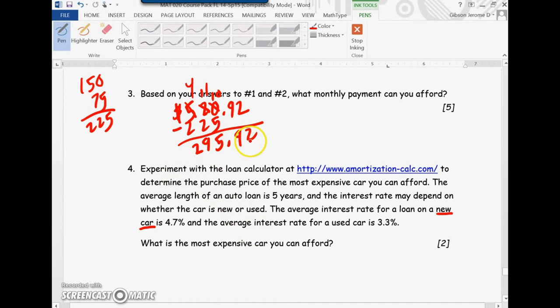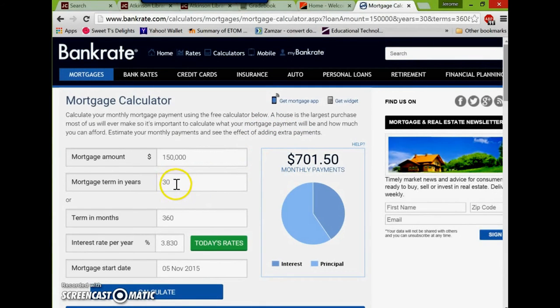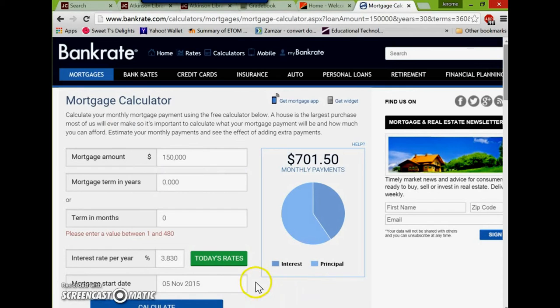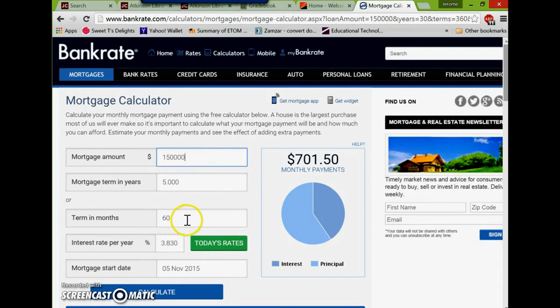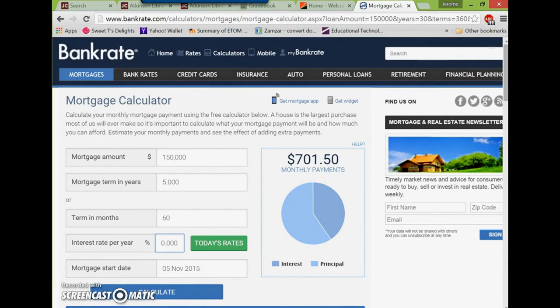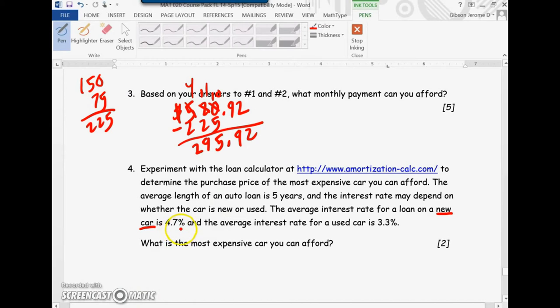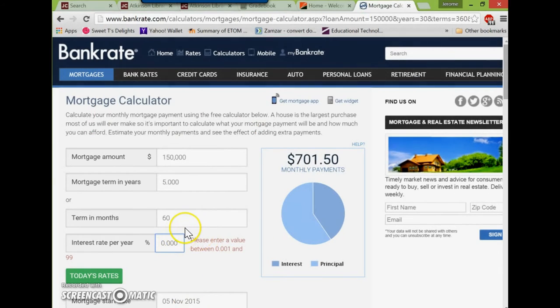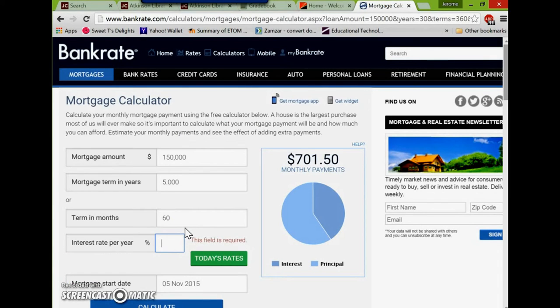So then what I would do is this here. I could do $295.92. So I'm going to try and get as close to that as possible. Now, the car loan, we can still use this mortgage calculator, but the car loan is only for 5 years. So in terms of years, we'll put 5. Now, let's see. We have the interest rate. Since I'm doing a new car, let's take a look at the interest rate here. The interest rate for a new car is 4.7%. So I'll type in 4.7 here.